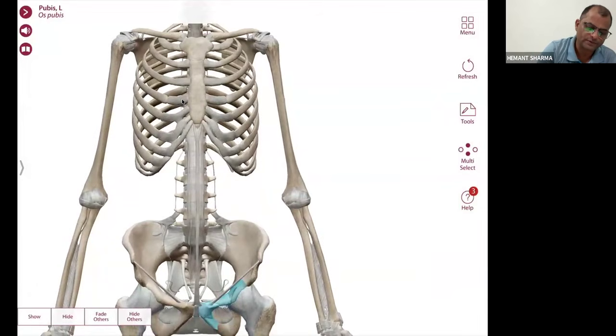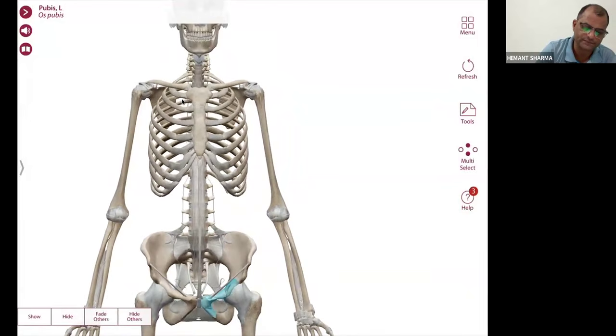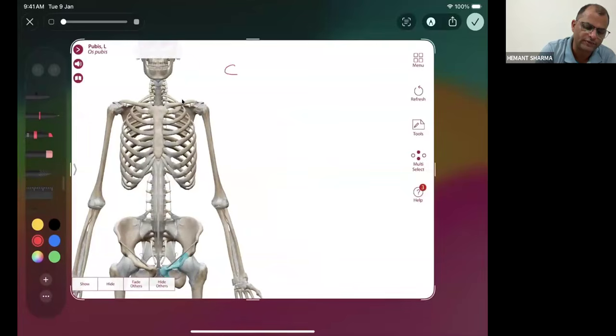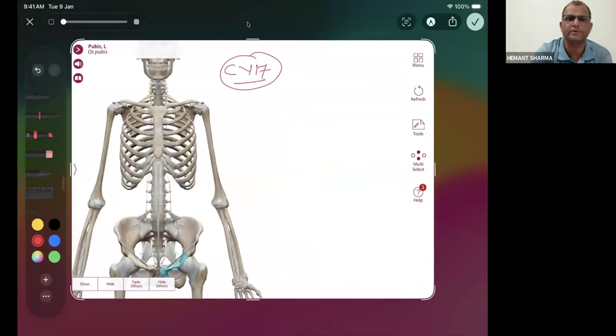So now I will ask a few points once again. Tell me the location of CV17. कहाँ पर point है CV17? Between the nipples, one above CV16. हाँ, in between nipples. CV17 is the alarm point of pericardium.